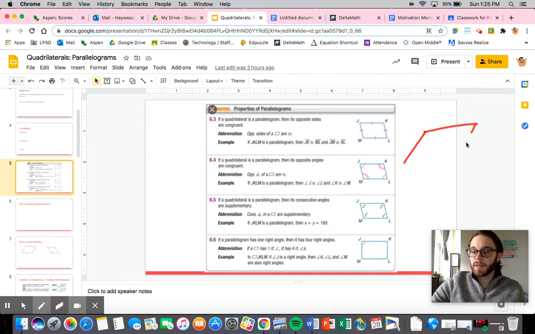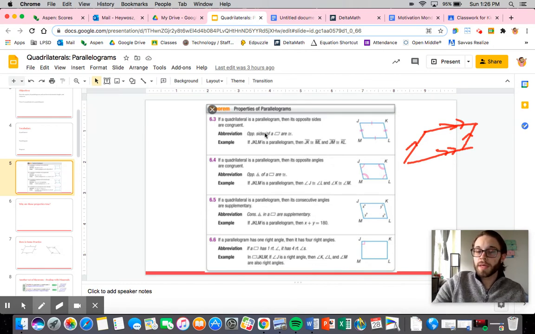So if I were to draw a parallelogram, and this tends to be the way people draw them, these two sides are parallel, and these two sides are parallel. So it's a quadrilateral with two sets of parallel sides. That is the definition of a parallelogram. So if you were trying to say, hey, is this a parallelogram? And you saw that it had two sets of parallel sides, then yes, it's going to be a parallelogram.